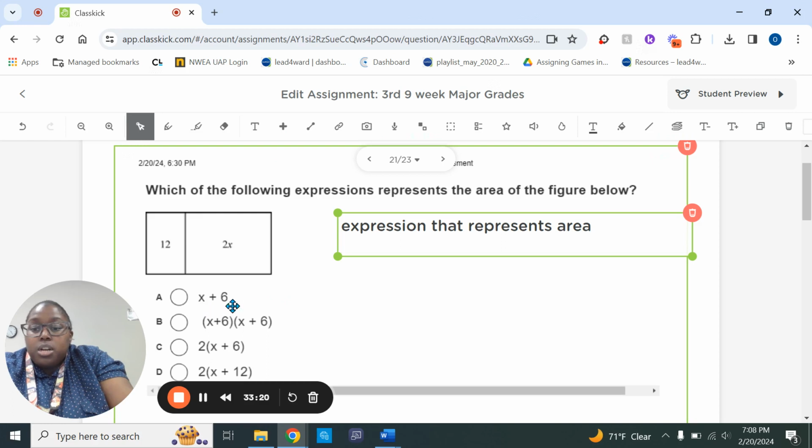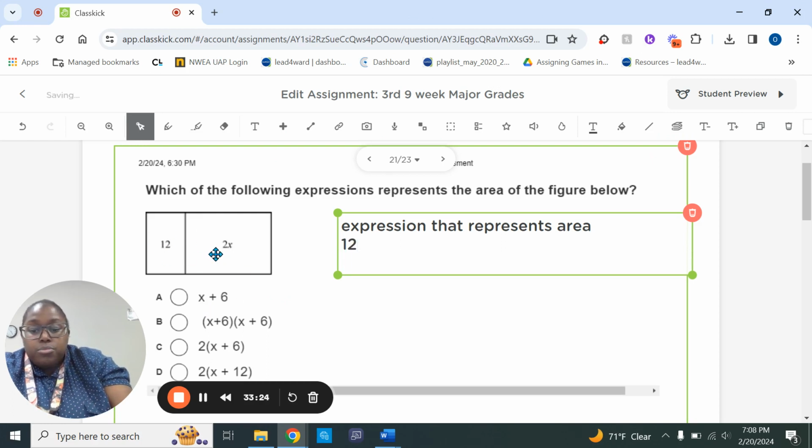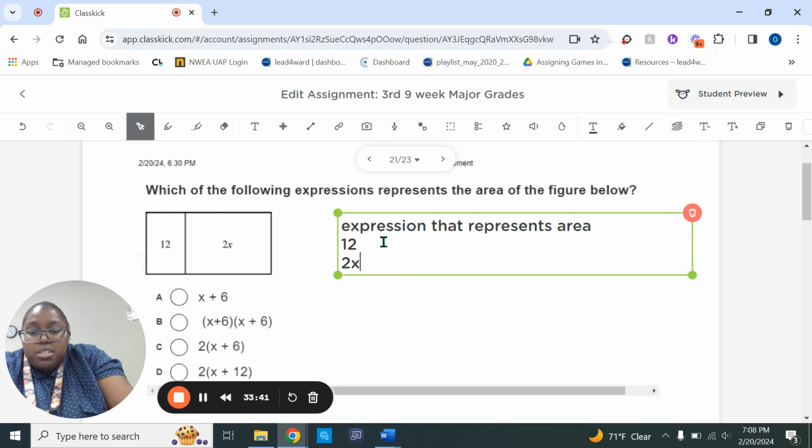So looking at here, we have a 12, we have 2x, and somewhere along the lines, we used one of these to get both of these. Okay. I don't know how to explain this one any further than that. We used one of these to get both of these. So I would just say test it out.